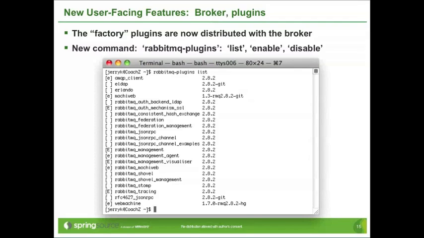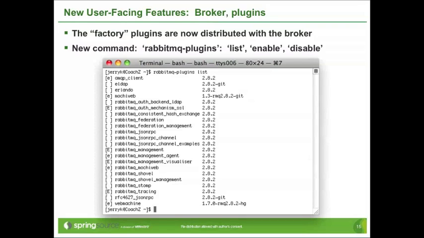Those written by the RabbitMQ team itself are now distributed as part of the broker package. So there's not a separate download anymore for plugins as there was in vFabric 5. If you look at this sample output from the RabbitMQ plugins command here, you'll see either capital E's or small e's beside the enabled plugins.